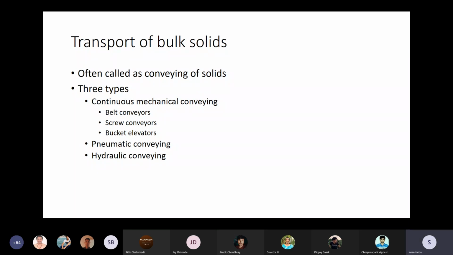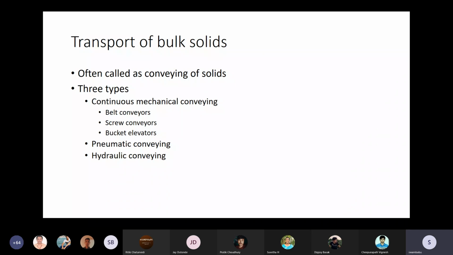I have listed three types of continuous mechanical conveyors here, but there are a few others also, which all follow a similar principle, so I haven't listed all the names. The first and most commonly used for continuous mechanical conveying is belt conveyors. Another type is screw conveyors, and another type is bucket elevators. I'm going to talk about these three in the next slides.